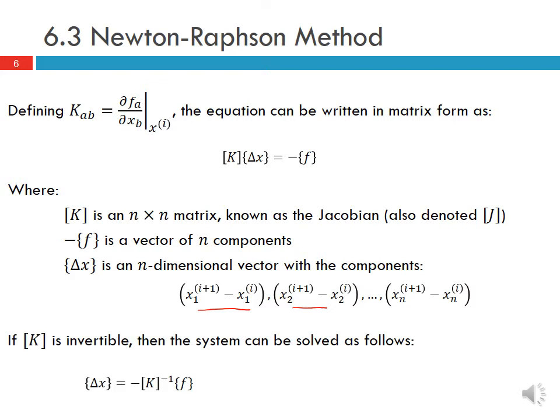If K is invertible, then the system can be solved as shown here. So we can find delta x as negative K inverse f, and then we can calculate x at i plus 1 as equal to x at i plus delta x.